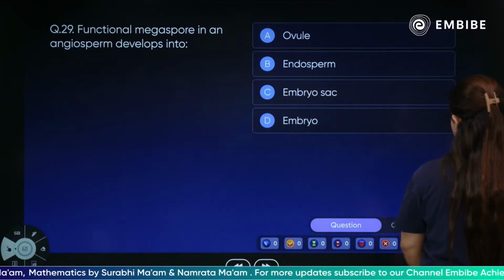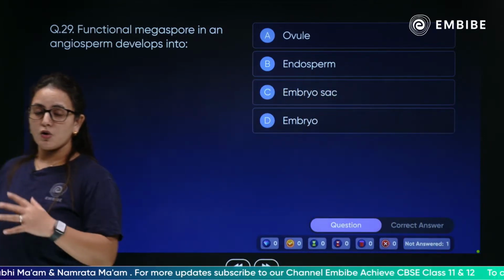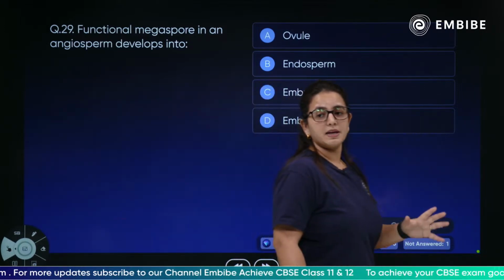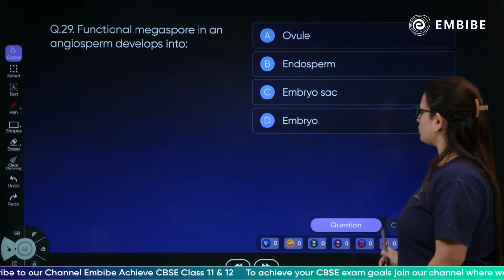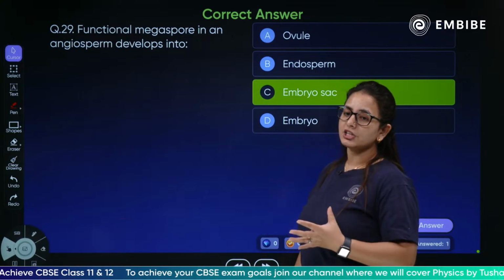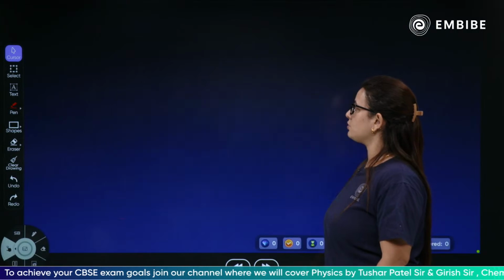A functional megaspore in an angiosperm develops into what? Ovule, endosperm, embryo sac or an embryo? A functional megaspore in an angiosperm develops into what? It develops into an embryo sac. Yes, functional megaspore, because 3 will degenerate, only 1 will be functional, completing the embryo sac.